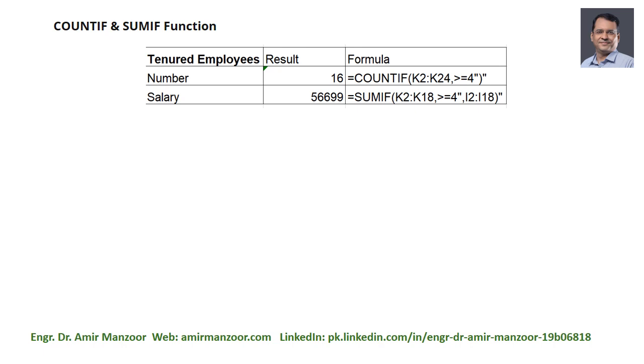In plain language, using the SUMIF function, I am asking Excel to go to this range of K2 to K18 and pick the employees whose years of service at the company is greater than or equal to 4, and then only pick the corresponding salary of those employees, sum it, and return the sum value. So the salary value of 56699 is the sum of all tenured employees contained within the range of K2 to K18.